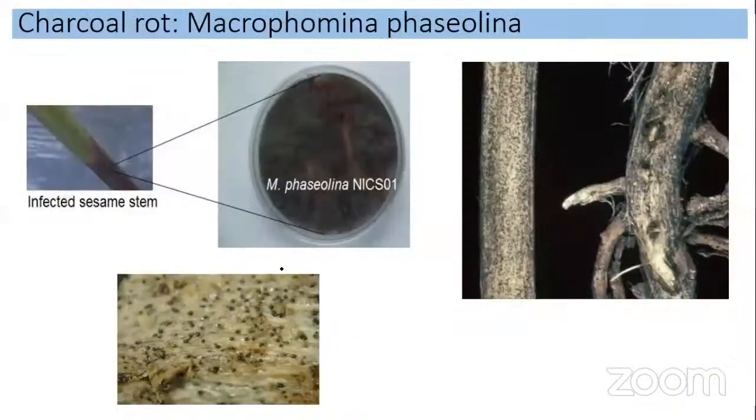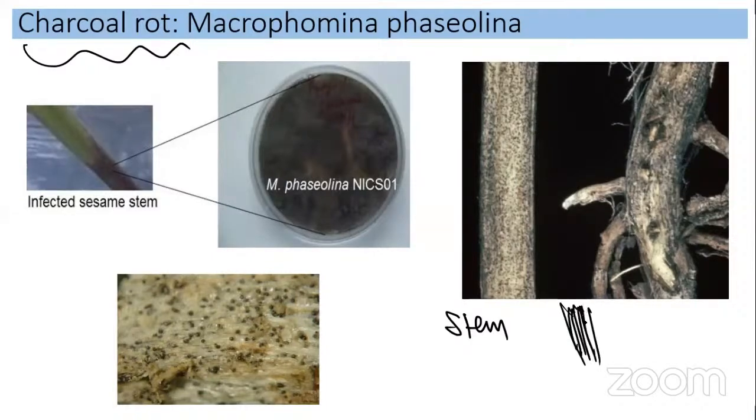Then coming to charcoal rot, which is caused by Macrophomina phaseolina. As the name indicates, charcoal rot is mainly with respect to the stem. The same criteria I told for groundnut apply here also. The most important character you can see is striation. Striations will be there on the stem, or it will be striped.